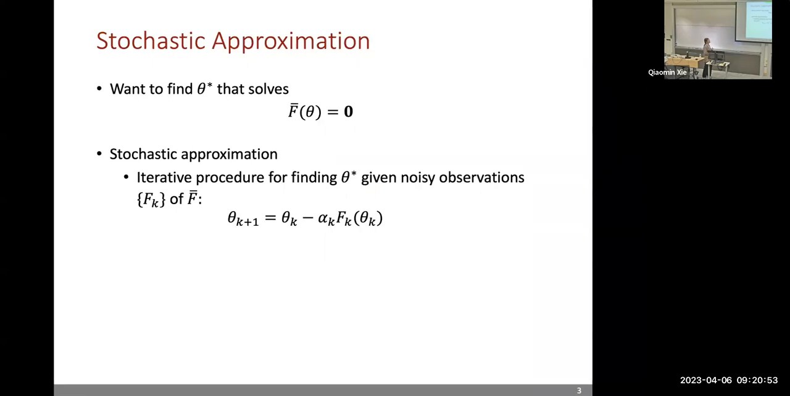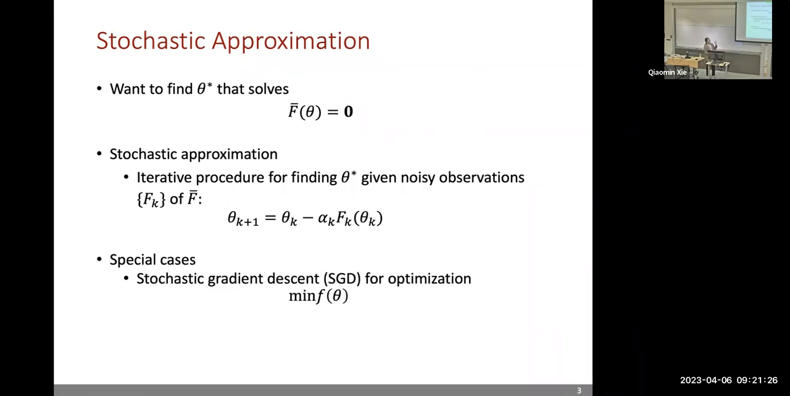So in particular, given the current observation f k, it's going to update the estimate theta k in the following way. And here the alpha k, typically we call it step size. And of course, in the machine learning community, it's typically called the learning rate, which sounds fancier, and that's what students prefer. So here basically it represents the weight you give to the current noisy observation, okay? And it can depend on the iteration k.